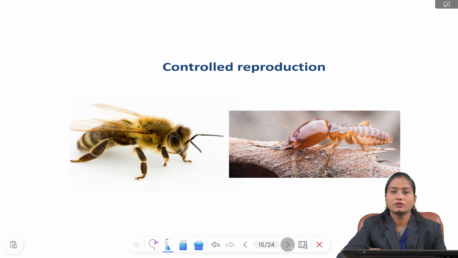Next is controlled reproduction. Though insects have asexual reproduction coupled with high fecundity, they still have control over their reproduction. In some cases like honeybees and termites, only a single female will be laying the eggs based on the requirement.